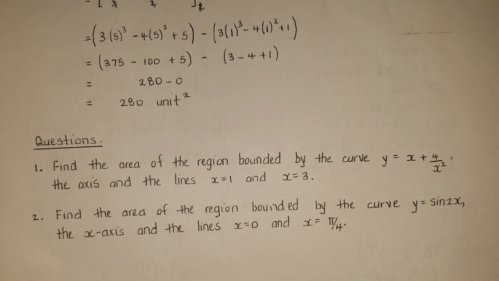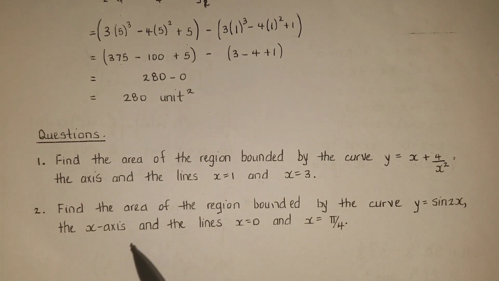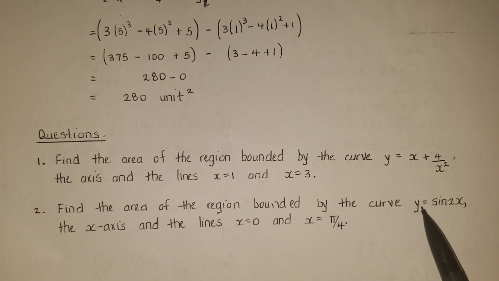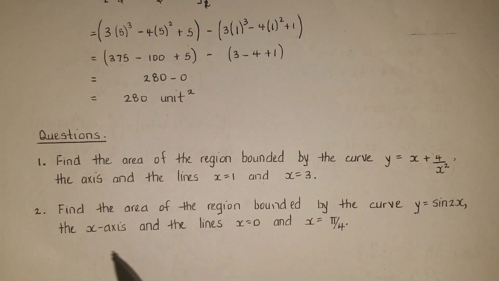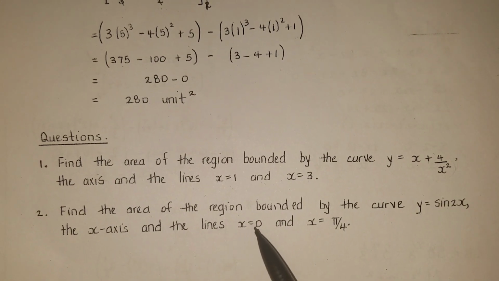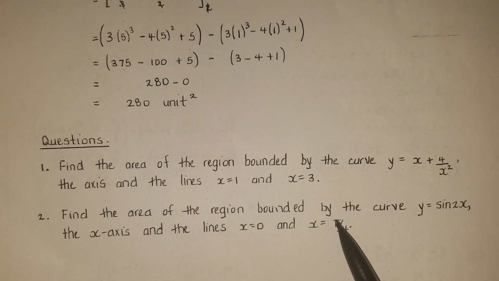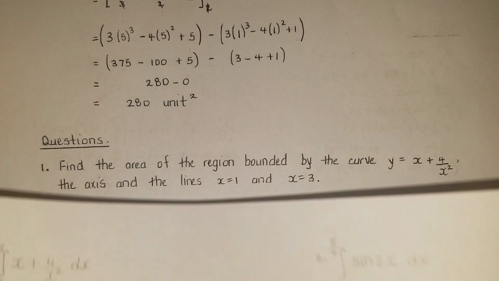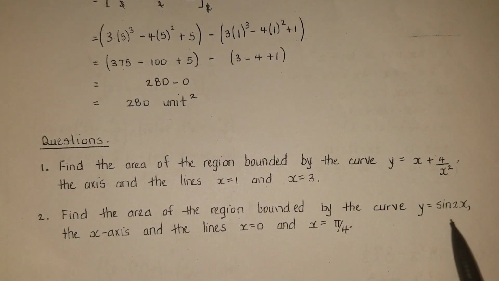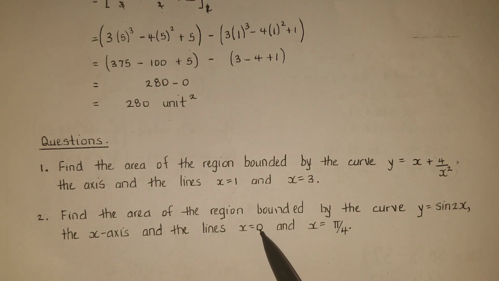In the second question, it says, find the area of the region bounded by the curve y equals sine 2x, the x-axis, and the lines x equals 0 and x equals pi over 4. Similarly, we are going to integrate our y function, then plug in the upper and lower limit.